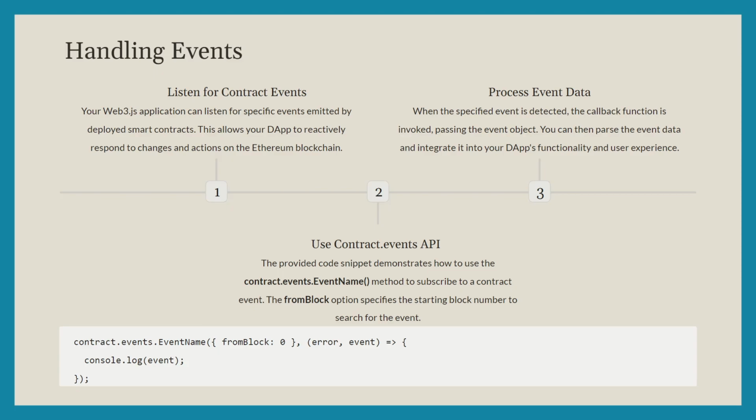The provided code snippet, which is given in front of you below, demonstrates how to use the contract.events.eventName method to subscribe to a contract event. The fromBlock option specifies the starting block number to search for the event. Contract.events.eventName({fromBlock: 0}, error, event) console.log(event). After this, we process event data. When the specified event data is detected, the callback function is invoked, passing the event object. You can then parse the event data and integrate it into your dApp's functionality and user experience.